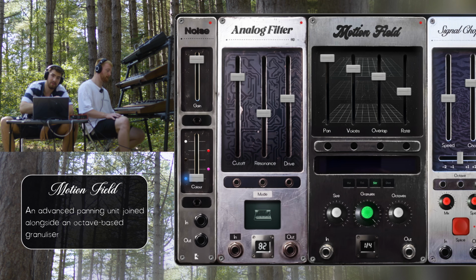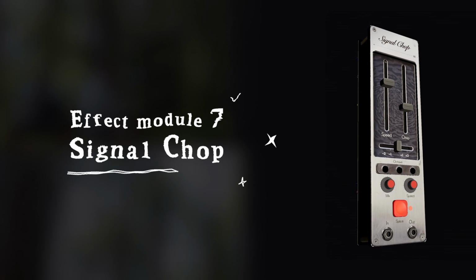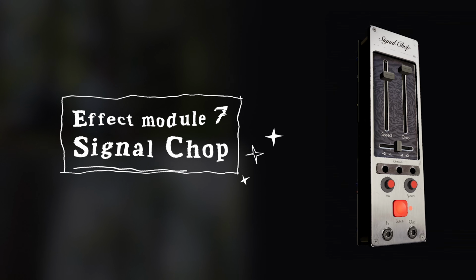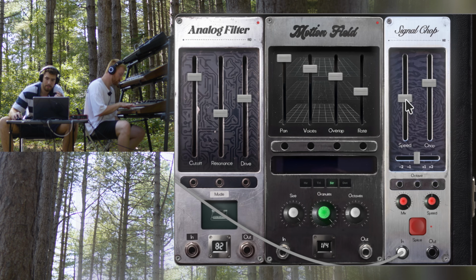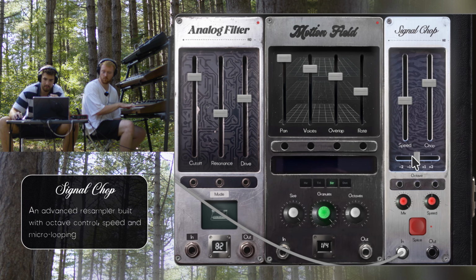All right, last but not least, within the effect modules, we have Signal Chop. Signal Chop is an advanced resampling engine, and it has a few really cool tricks within it. I'm going to break them down right now. I can bring the speed down, and it's going to halve the speed of whatever's being put into it. Not only that, but I can also double the speed if I bring this up. I can also change the octave of what's been put into it. Bring it up an octave, up 2 octaves, and the same down an octave, down 2 octaves.